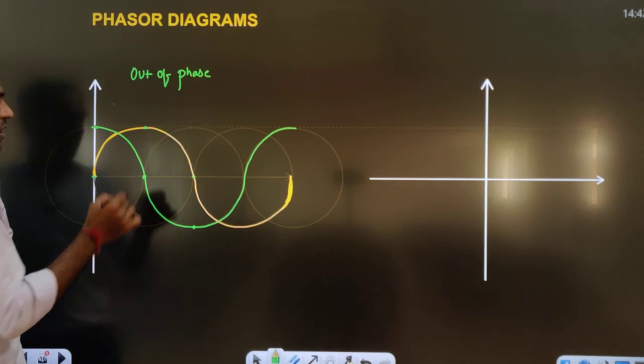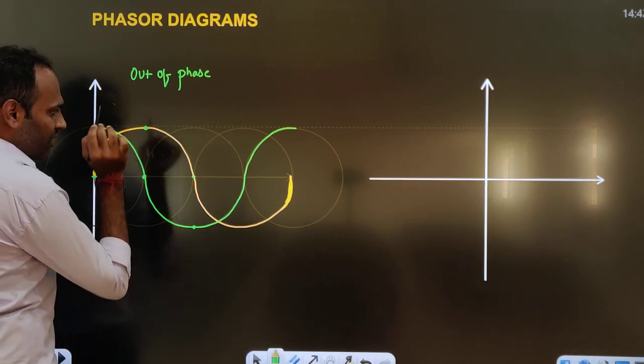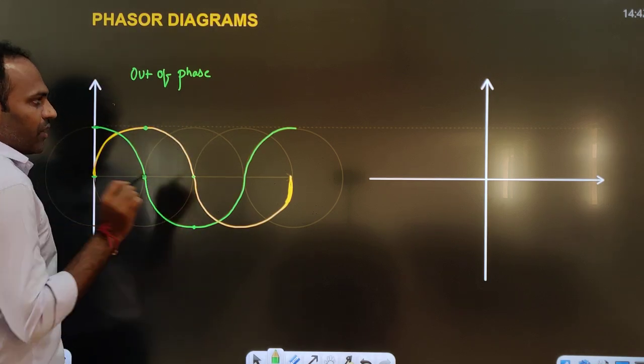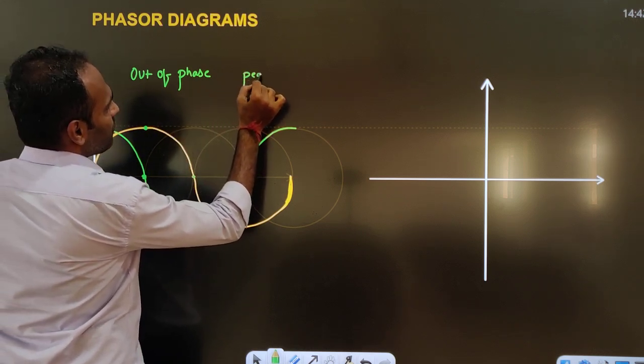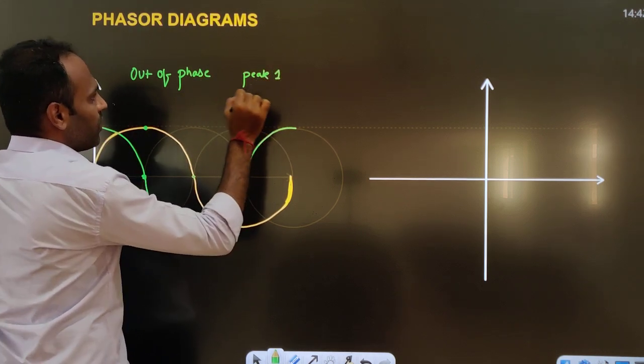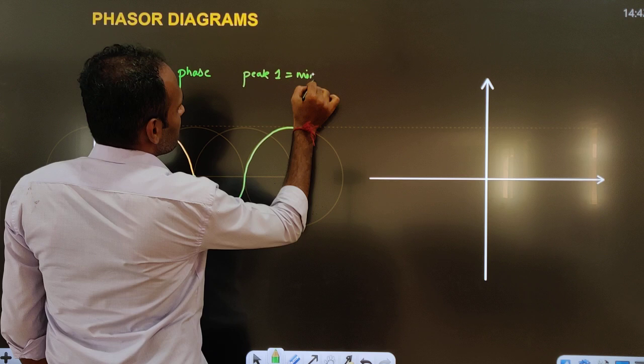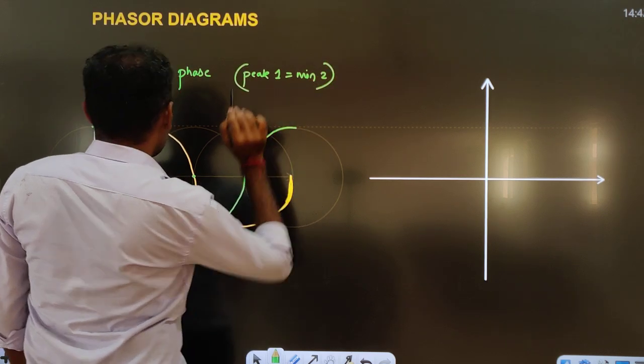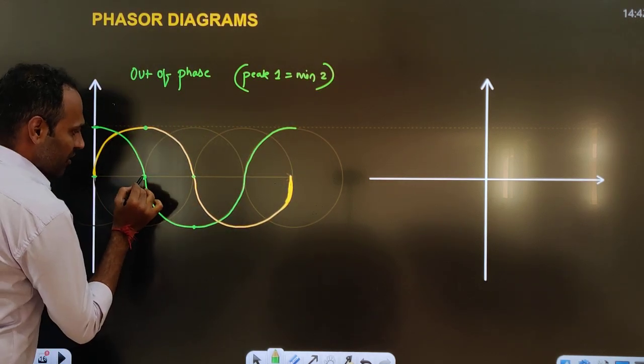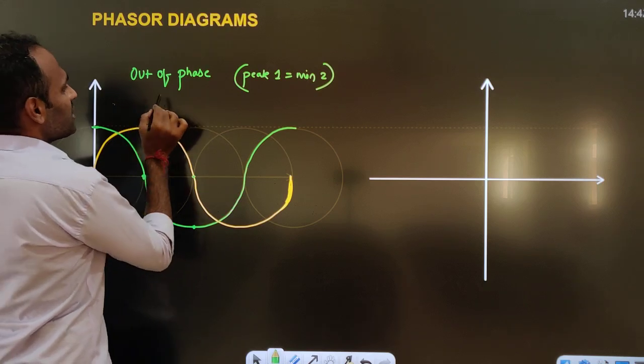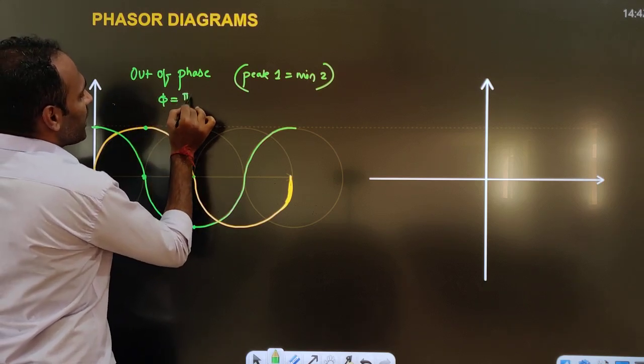And what is happening here? Crest, the peak of one and the minimum of the other. So the peak of the first wave and the minimum value, I mean origin, of the second, both are coinciding. So the peak and the point on the x-axis are coinciding, which means they are said to be out of phase by an angle of 90 degree.